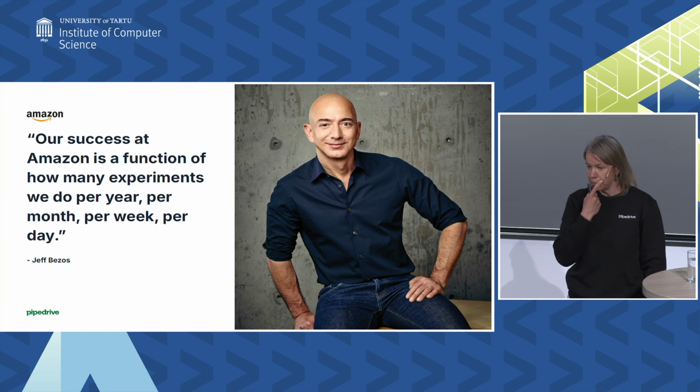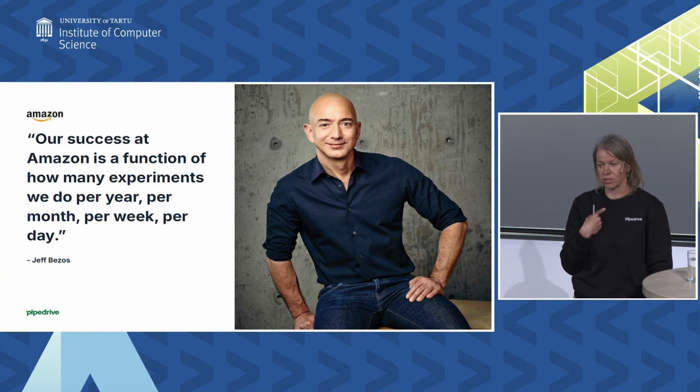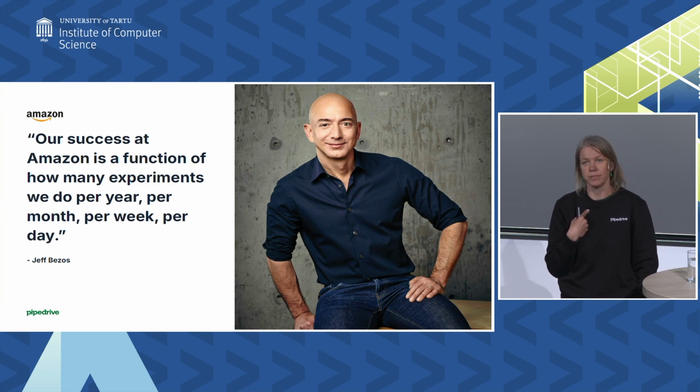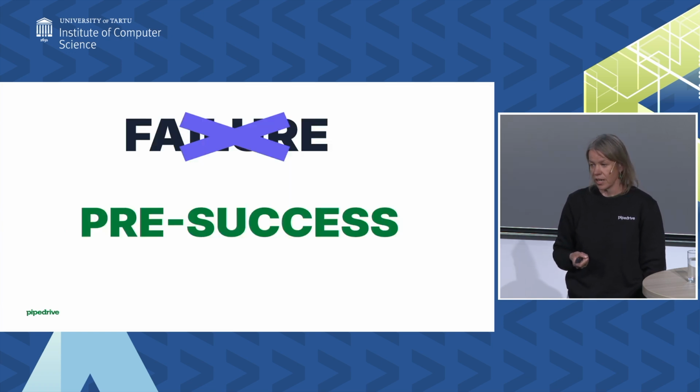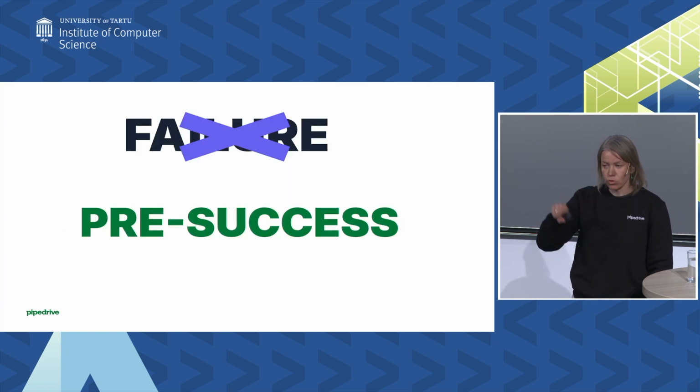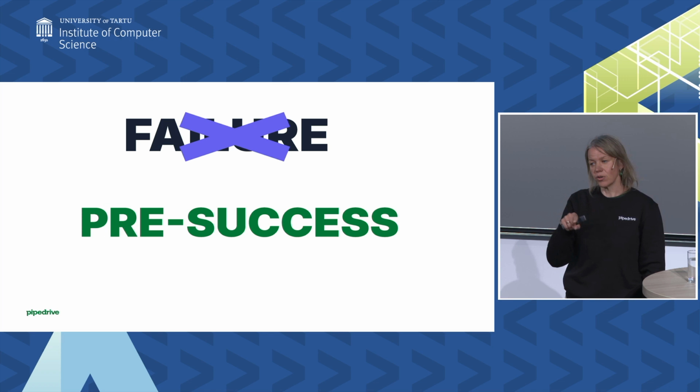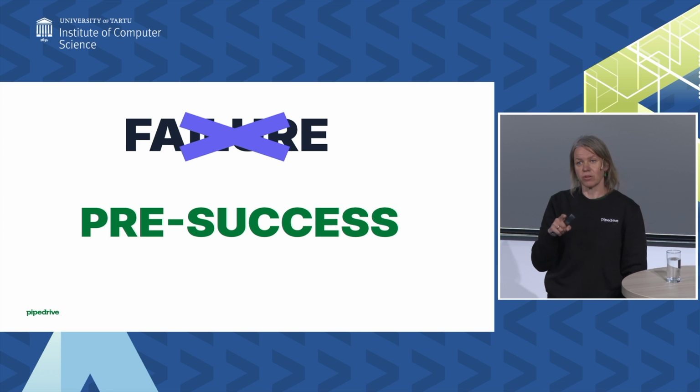So now the experimental phase. Jeff Bezos has put it very nicely: our success at Amazon is a function of how many experiments we do per day, per month, per week. So that's exactly what we try to do at our best in Pipedrive. And if you look at this first loop I showed you, the discovery loop, you can fail many, many times. And it sometimes frustrates the teams. You try, and again, you find out that it was not the right problem, not the right thing we tackled.